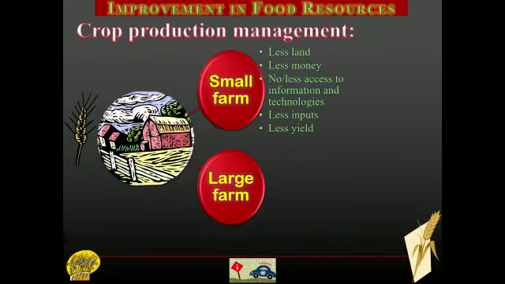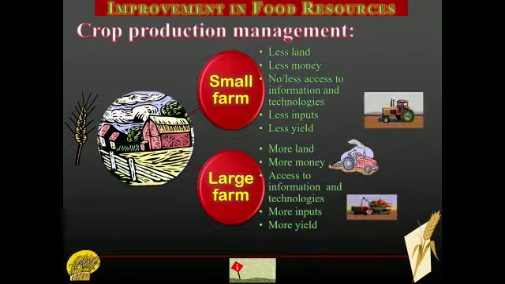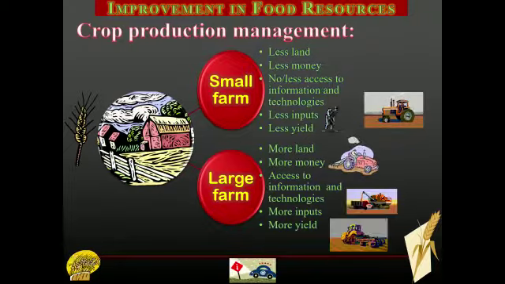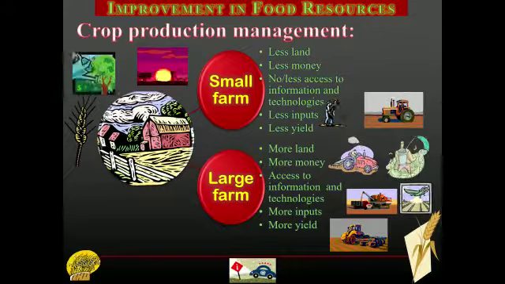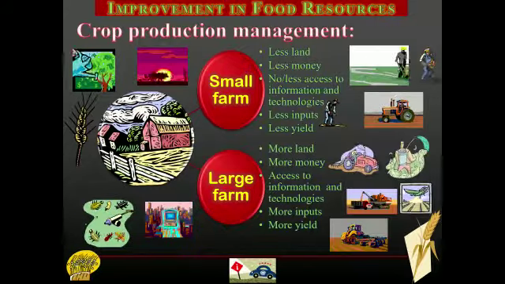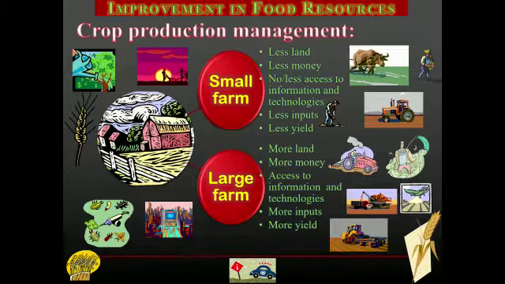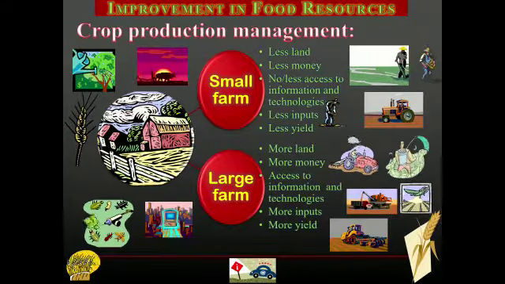Like small farms with less land, less money, less inputs, and of course less yield, whereas large farms have more land, more money. Definitely there will be more input, and more importantly more yield will be there to us. Now we have seen what type of farms are there, but what do plants actually require? Like we require food, so plants require nutrients.